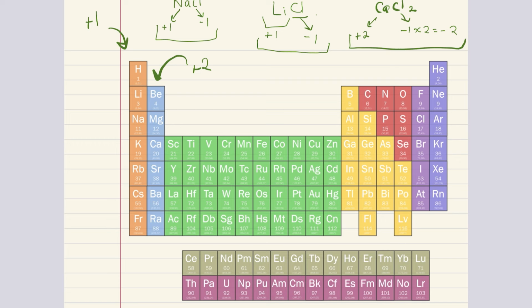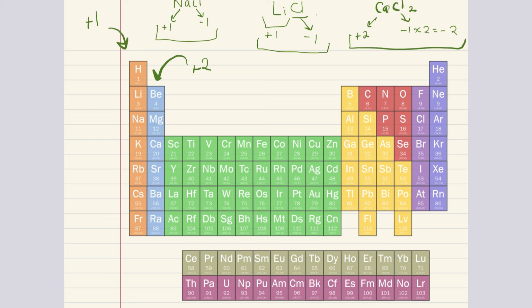Now, there are exceptions for oxygen that are really important for us to talk about. For example, in peroxides, H2O2, each oxygen atom actually has an oxidation number of -1. This is because in this molecule, we have an oxygen-oxygen single bond, and in this oxygen-oxygen single bond, the electrons are shared equally.